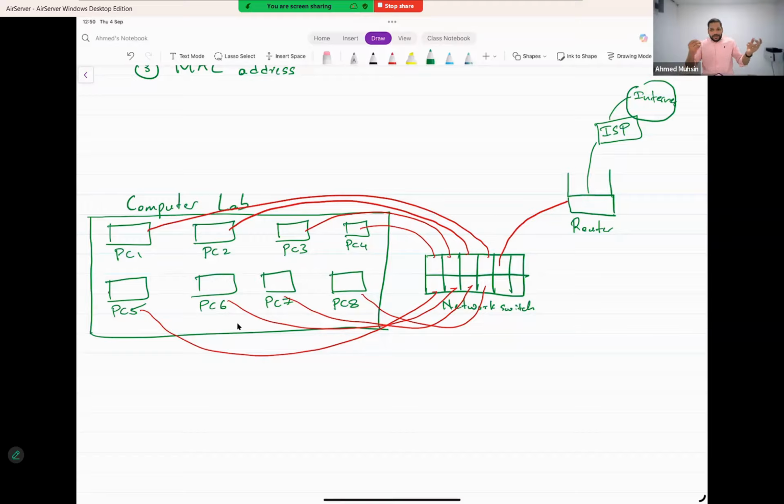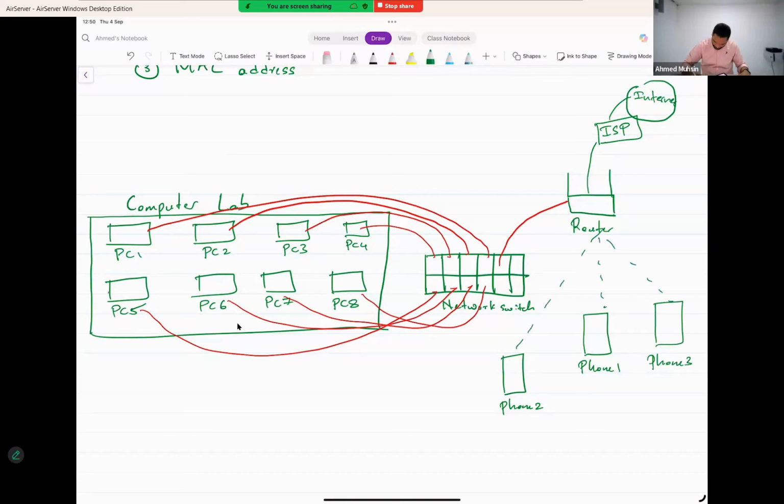We will say that there are staff members who have also connected to this router wirelessly through their smartphones. Through Wi-Fi, various phones have connected to the router. Okay. So here is my question to you all.